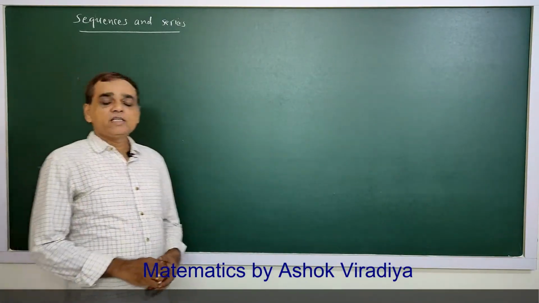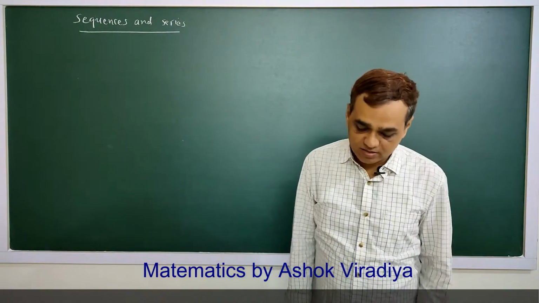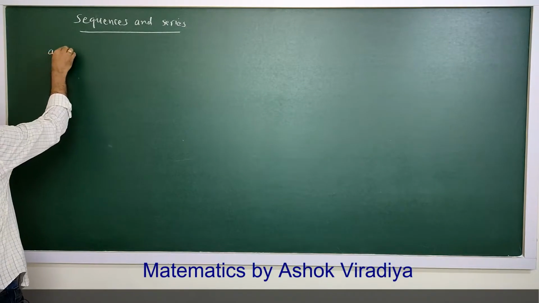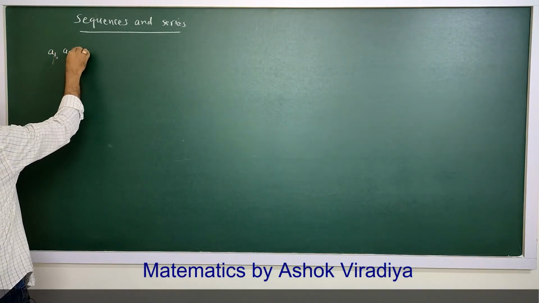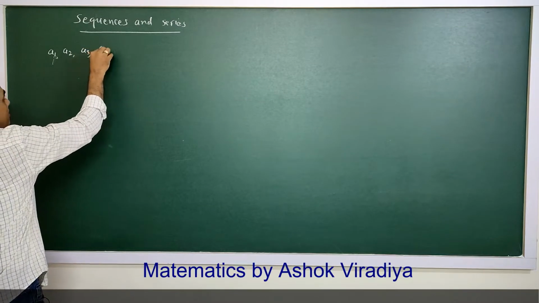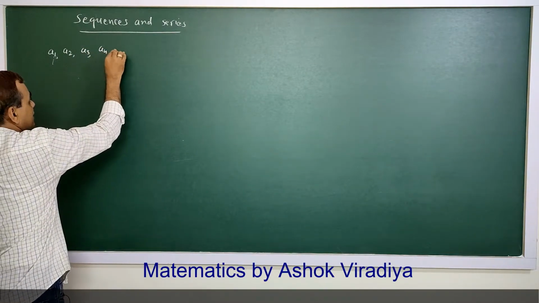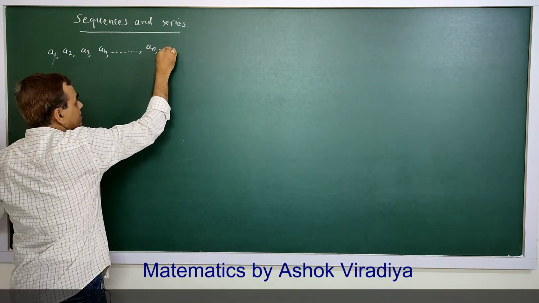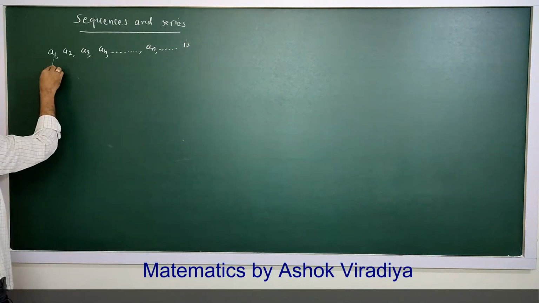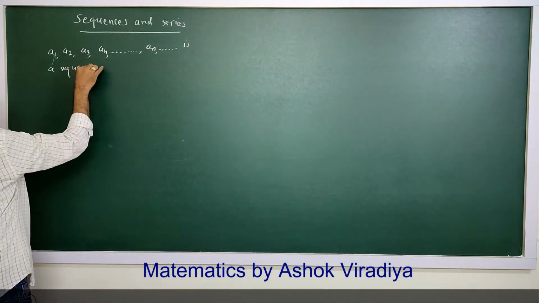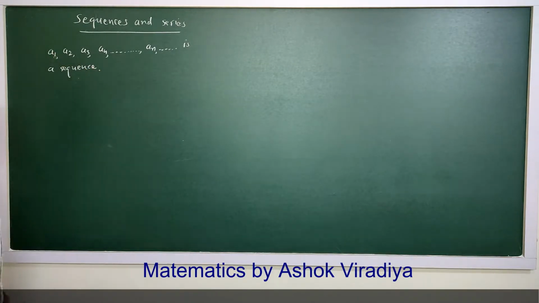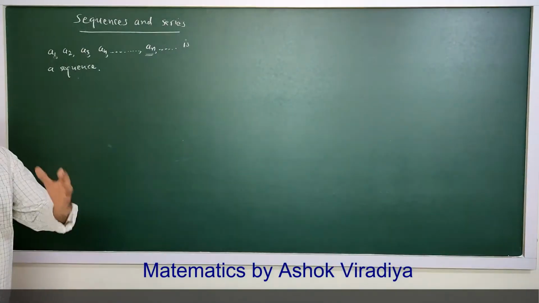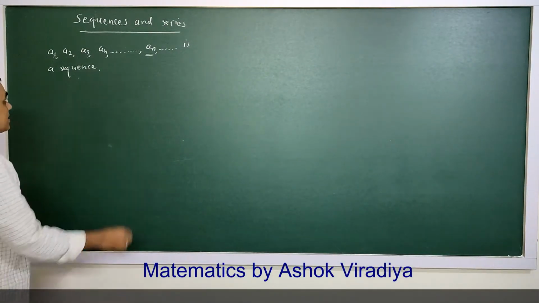Now I am starting a new chapter, sequence and series. You know that a1, a2, a3, a4, ..., an is a sequence. And here an is denoted to represent the nth term of the sequence.